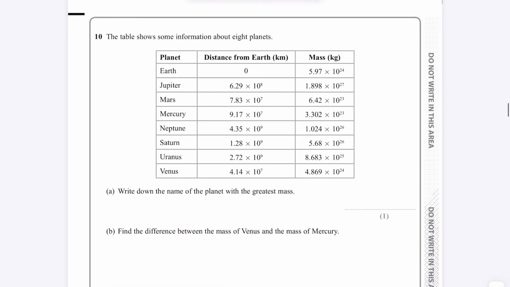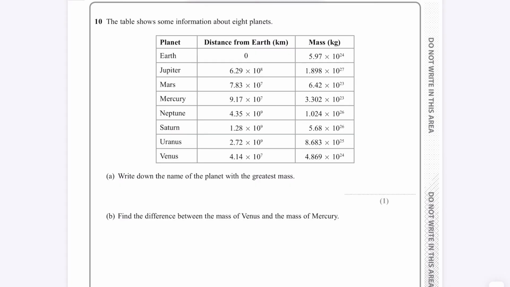So next one, the table shows some information about 8 planets. Write down the name of the planet with the greatest mass. Now the mass column is right there. Now it can be tempting. Luckily they're all one digit numbers, and it can be tempting to think that's the biggest number because it's got an 8 in front of it. But the biggest number is the one with the biggest power, so that's going to be Jupiter.